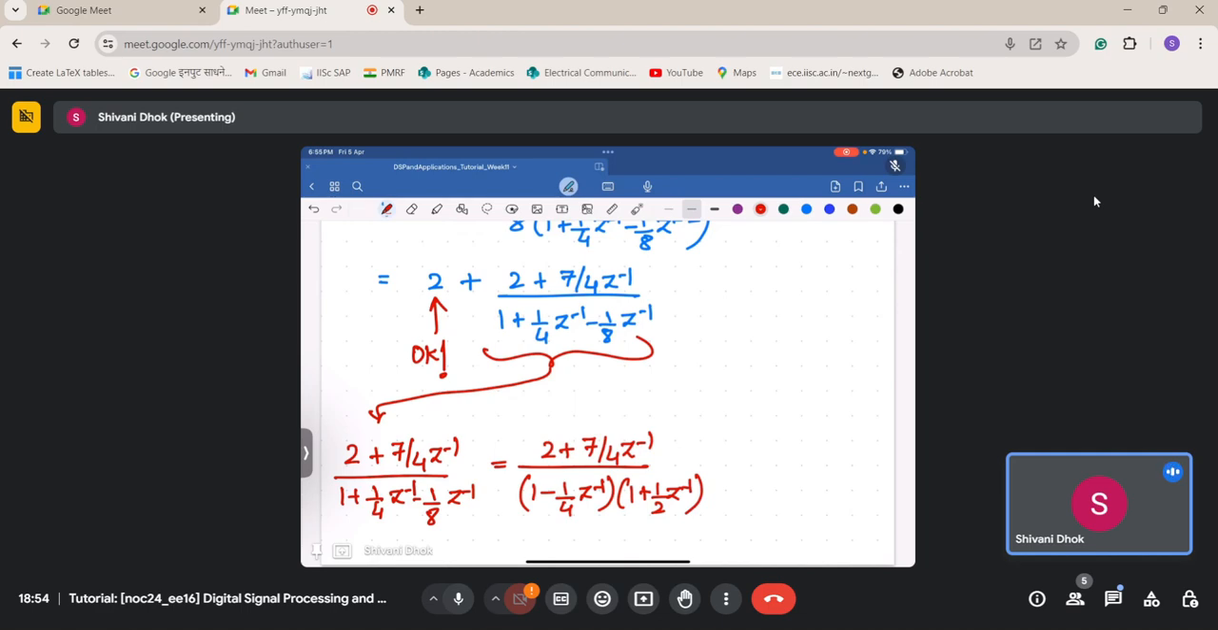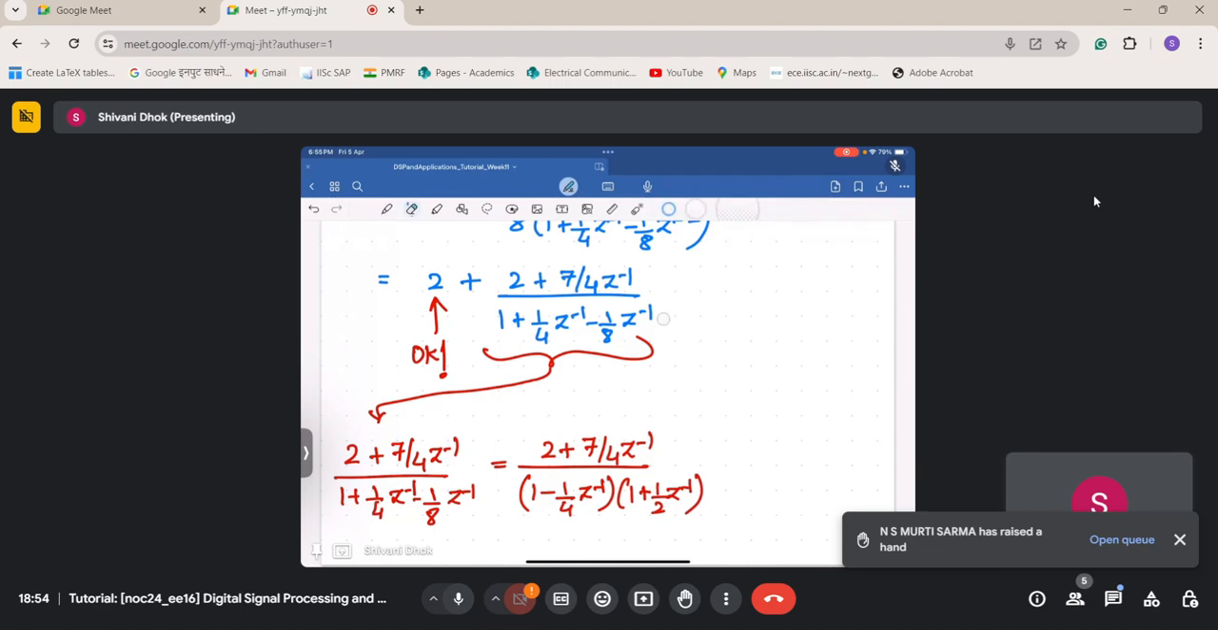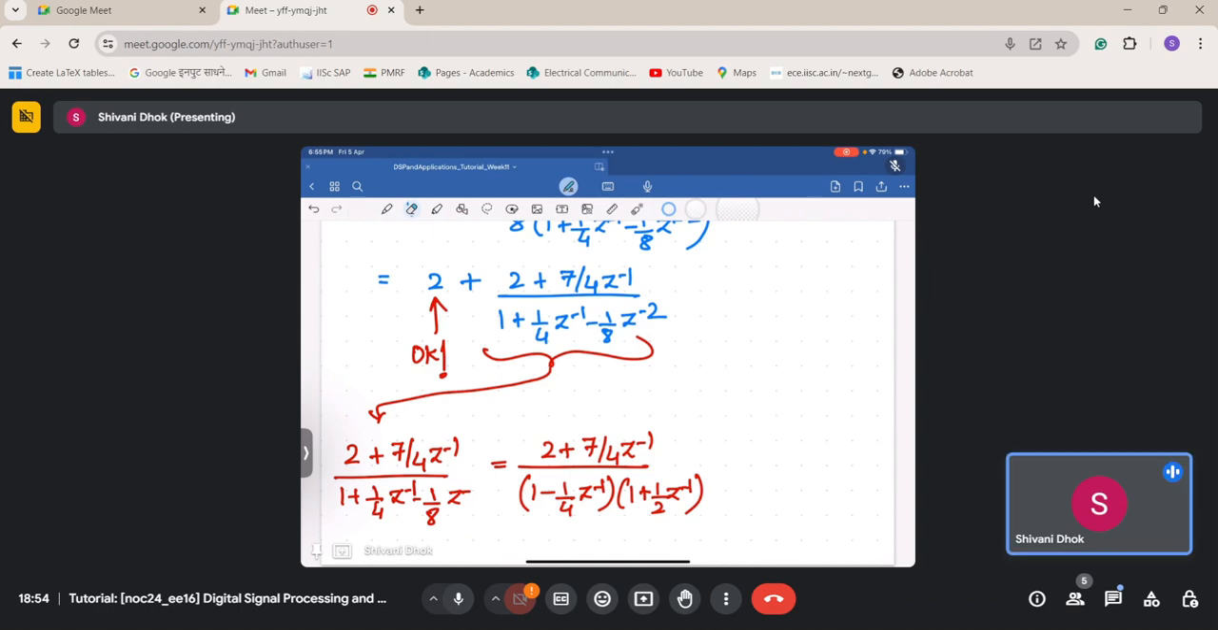It's 1 by 4, 1 by 4. Yes, sir, some degree difference is there. You please observe, 1 by 8, that's the power of minus 2, the left side denominator, madam. Understood, sir. One second, I missed some pen. One second.